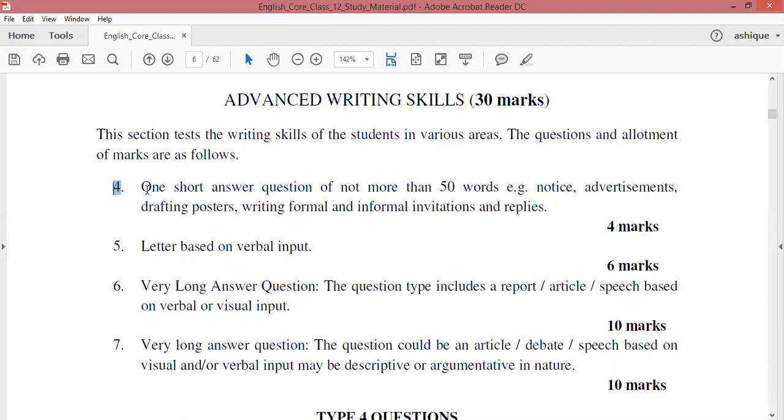But today I'll be discussing question number 4, that is notice writing, advertisement, draft poster, writing formal and informal invitations and replies. Students, don't get confused. These are the things covered in short writing answers. But I won't be covering so many topics at once. I'll be covering them one by one with details, giving you clear explanations of all the information present here. I want you to understand everything, have patience and listen properly. So let us start the class.